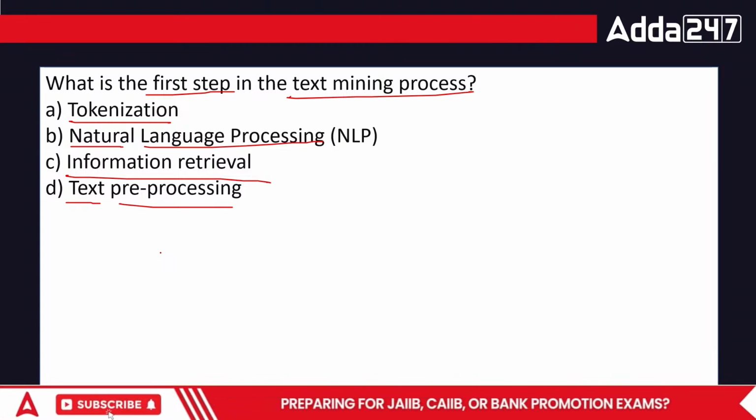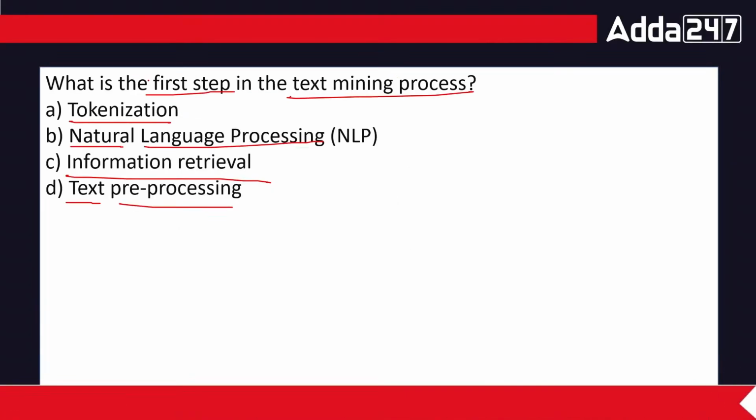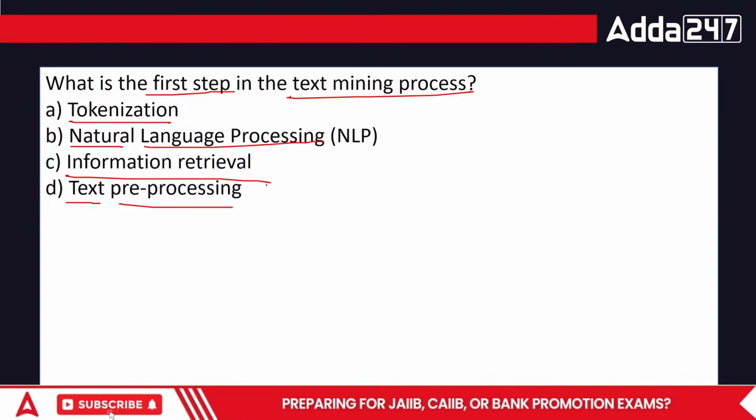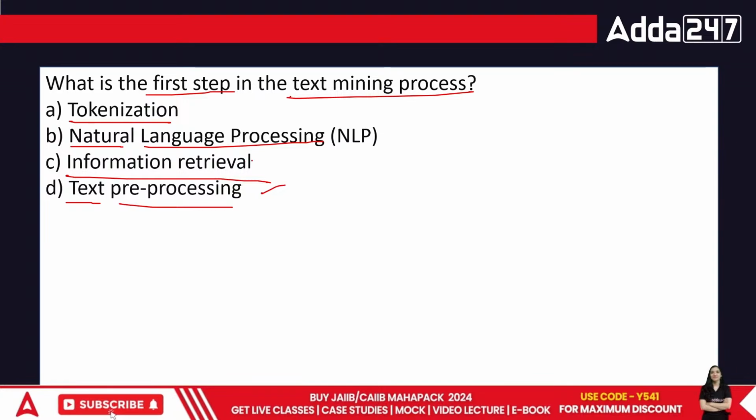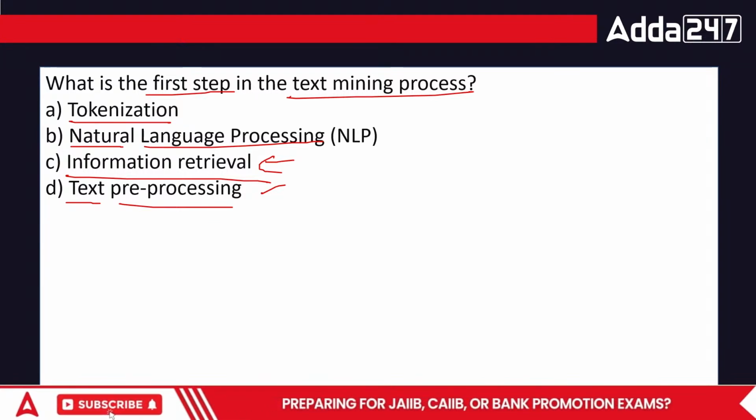The first step in the text mining process is text pre-processing. First of all, you do the text pre-processing, which is another very important part. Then we also have to look forward towards tokenization, and then information retrieval is also very important, but this is a little later stage. But first of all, you'll be doing the data mining of the text. That means you'll be looking forward to text mining.